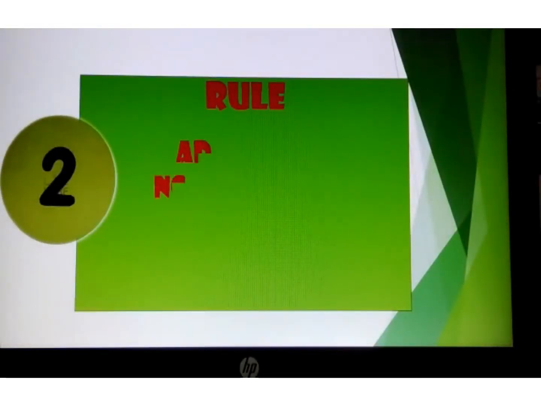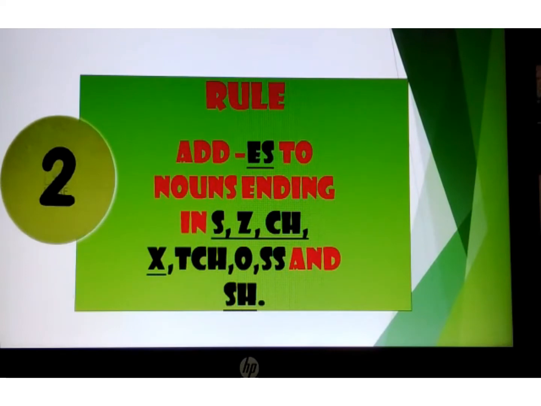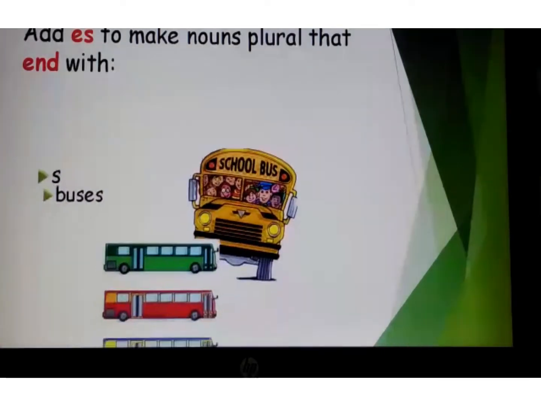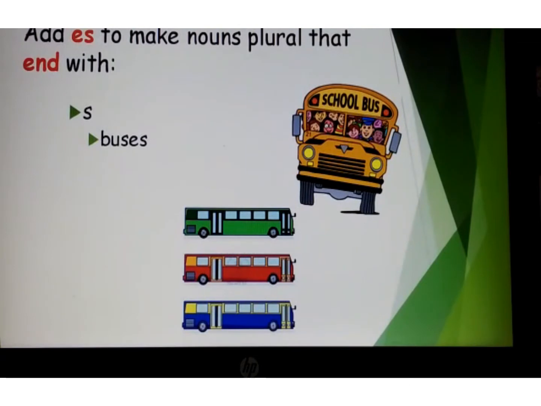Now rule 2. It says add ES to nouns ending in S, Z, CH, X, TCH, O, double S and SH. See here, children, it will make it clear. So it says add ES to make nouns plural that end with S. You can see here bus. So the last letter is S. So the words which are ending in S, how can we make them plural? By adding ES.